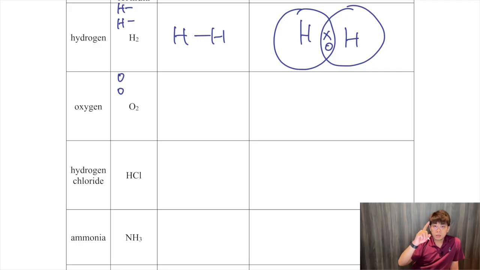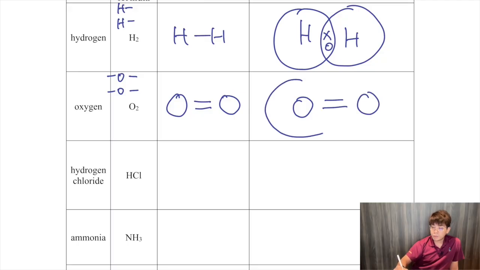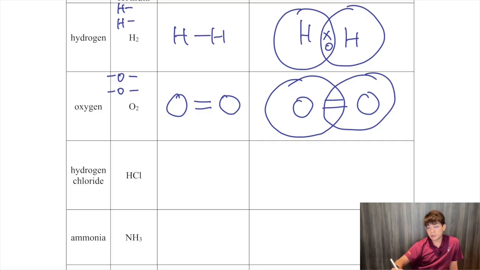Oxygen, O2, O, O. Oxygen group 16, 2 minus. So 2 minus means that there's 2 bonds. So therefore the O form a double bond with the other O, overlapping circles. And then a double bond has a total of 2 times 2, so 4 electrons. So I'm going to draw 4 electrons inside here. 1, 2, 3, 4. So one O has 4 electrons, so it needs another 4 more. The other O also has 4 electrons, so it needs another 4 more.